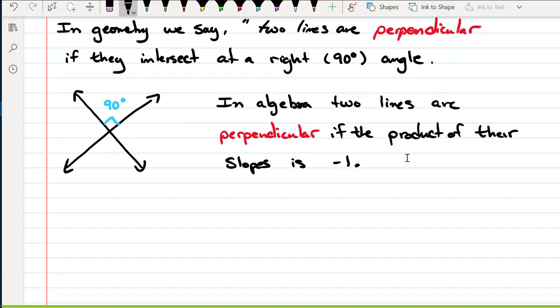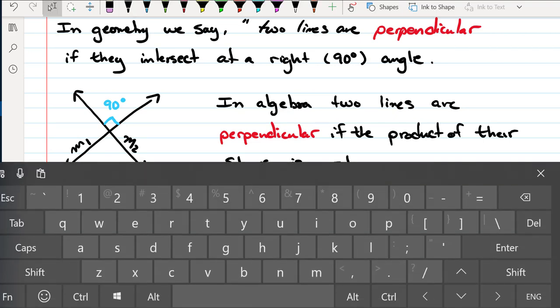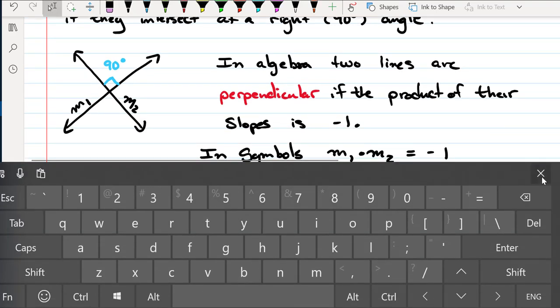So in symbols, m1 times m2 is equal to -1. So if this line has slope m1 and this line has slope m2, if you multiply their two slopes together, you will get the value -1.